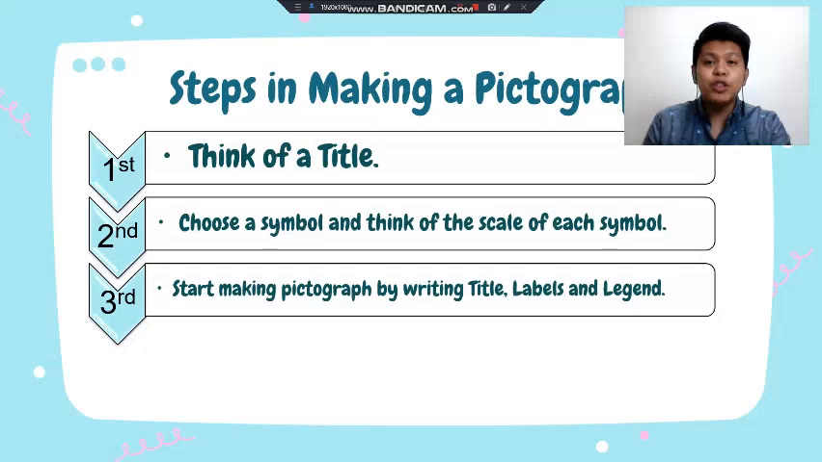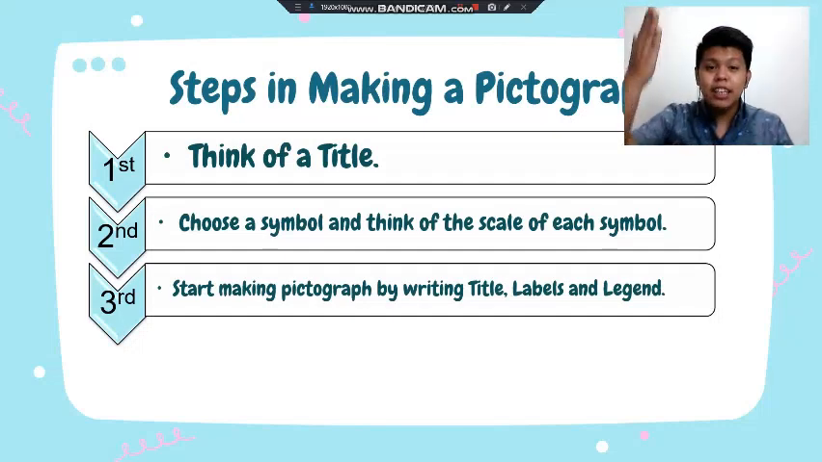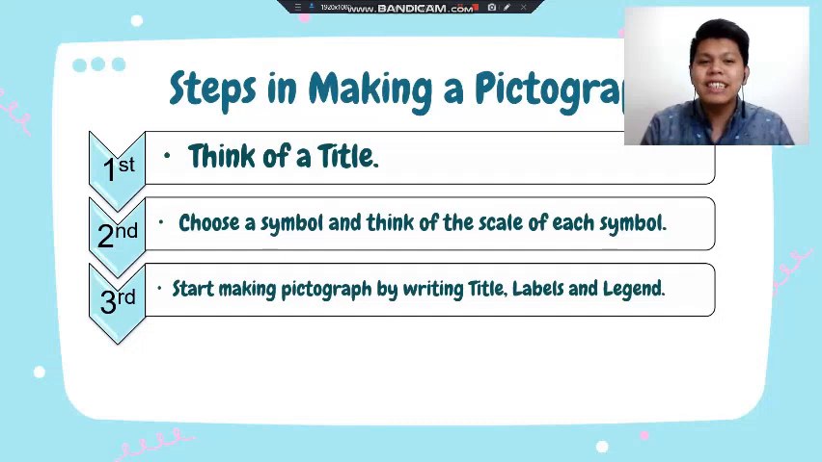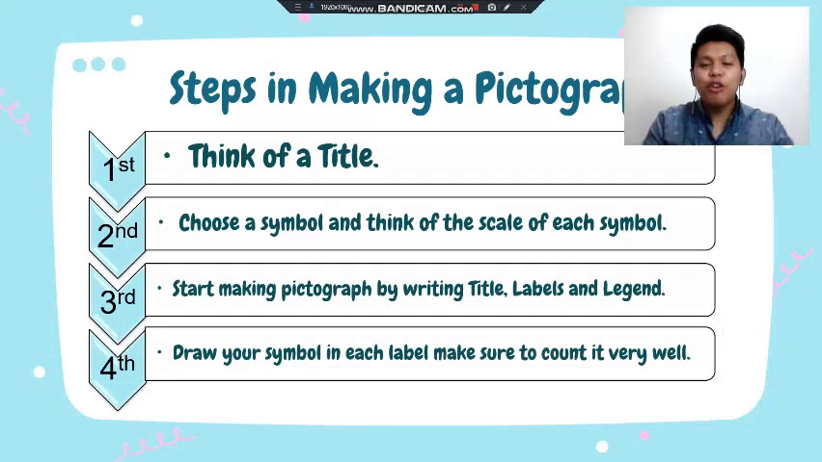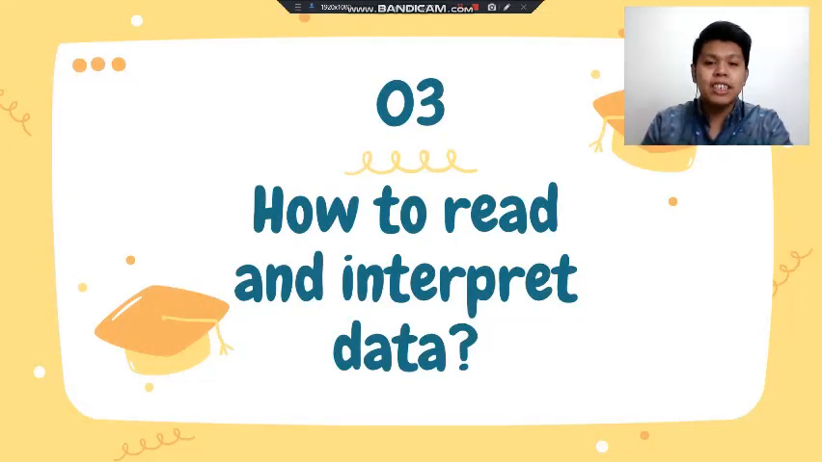Next is for you to start making the pictograph. So create a table, write the title, the labels, and of course the legend. The legend is where you will find how many is the equivalent of one symbol. And then of course draw your symbol in each label, making sure to count the symbols that you are placing very well. Okay, now that we remember the steps, how do we read and interpret the data?